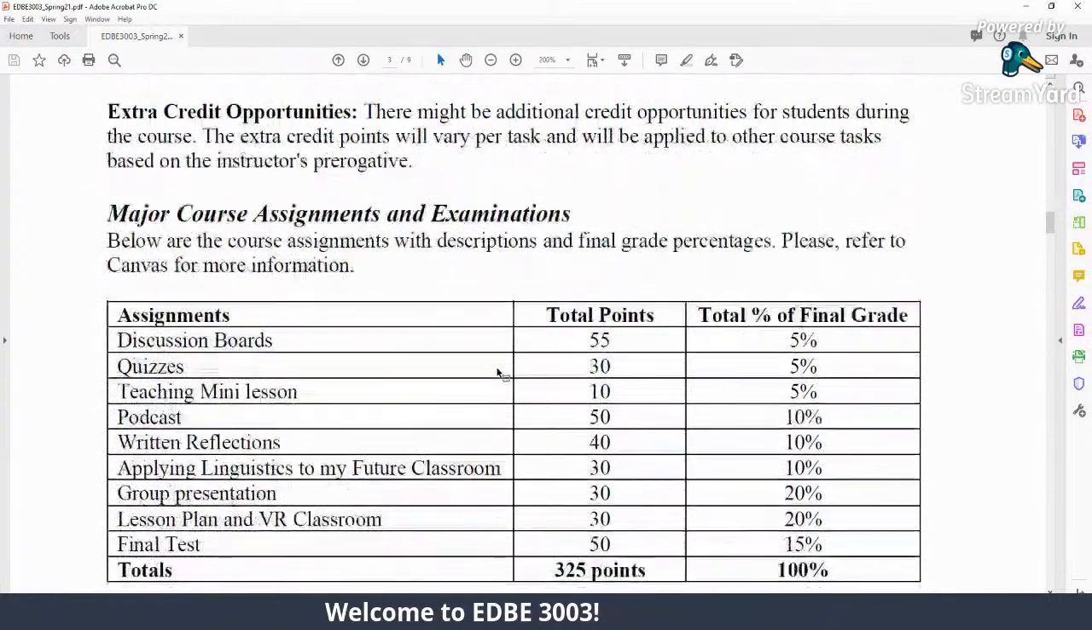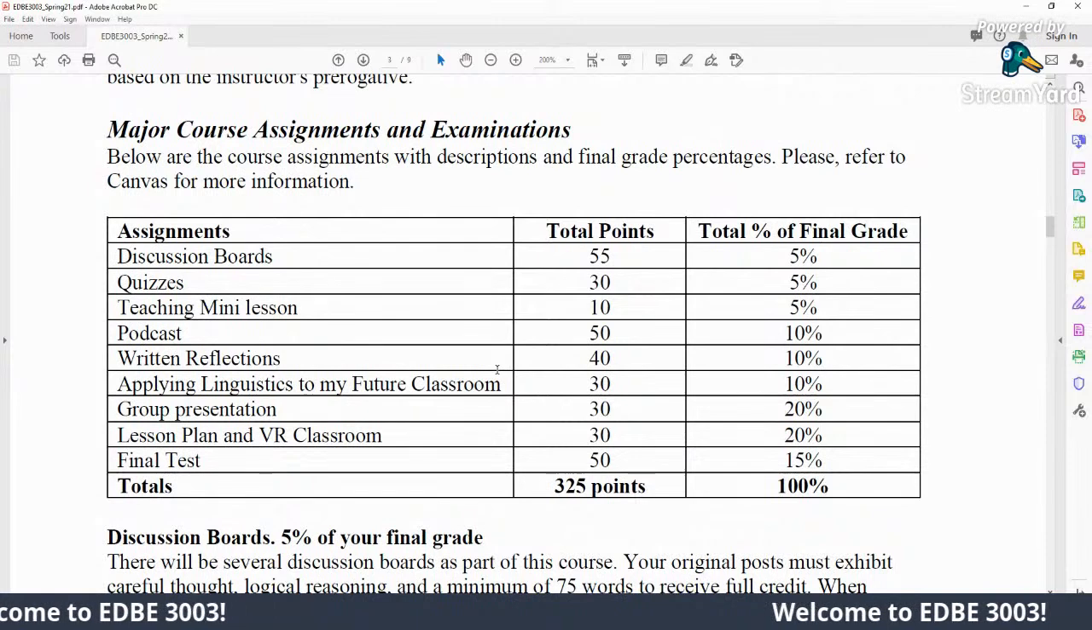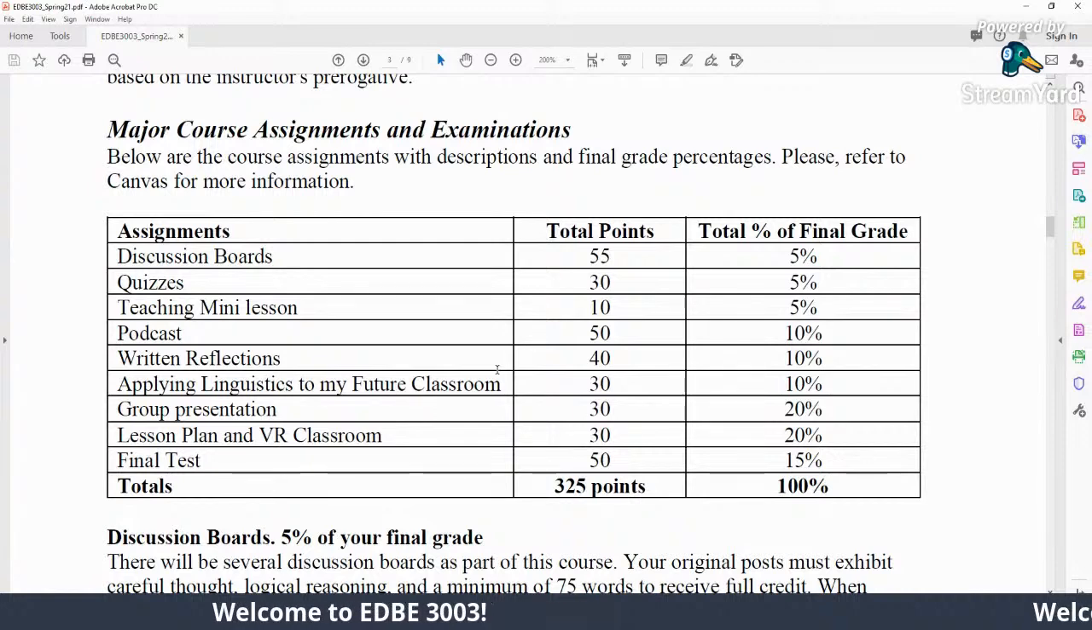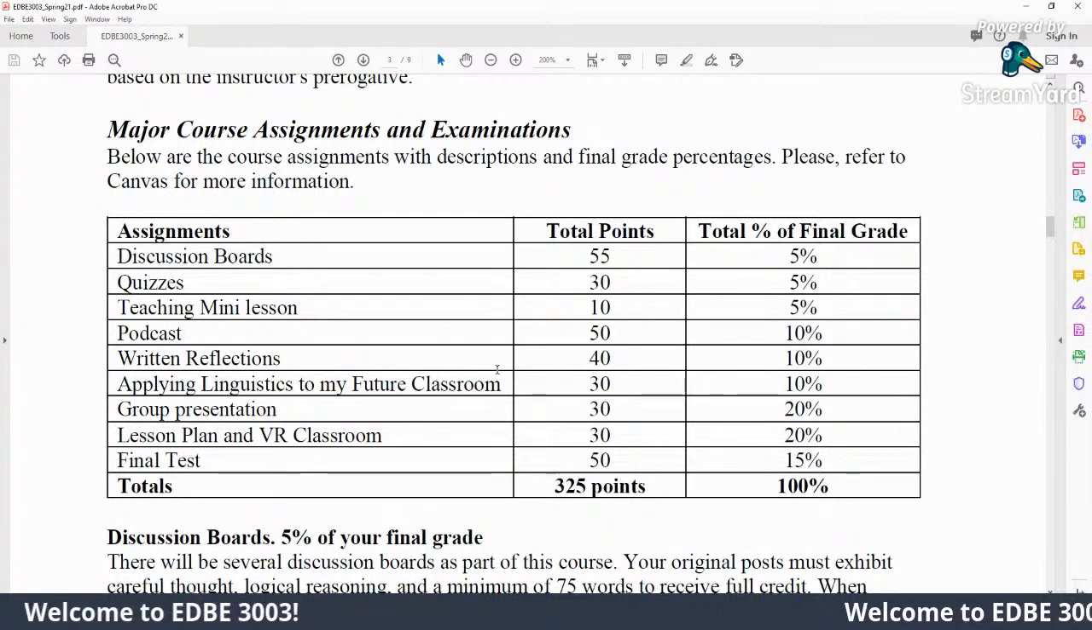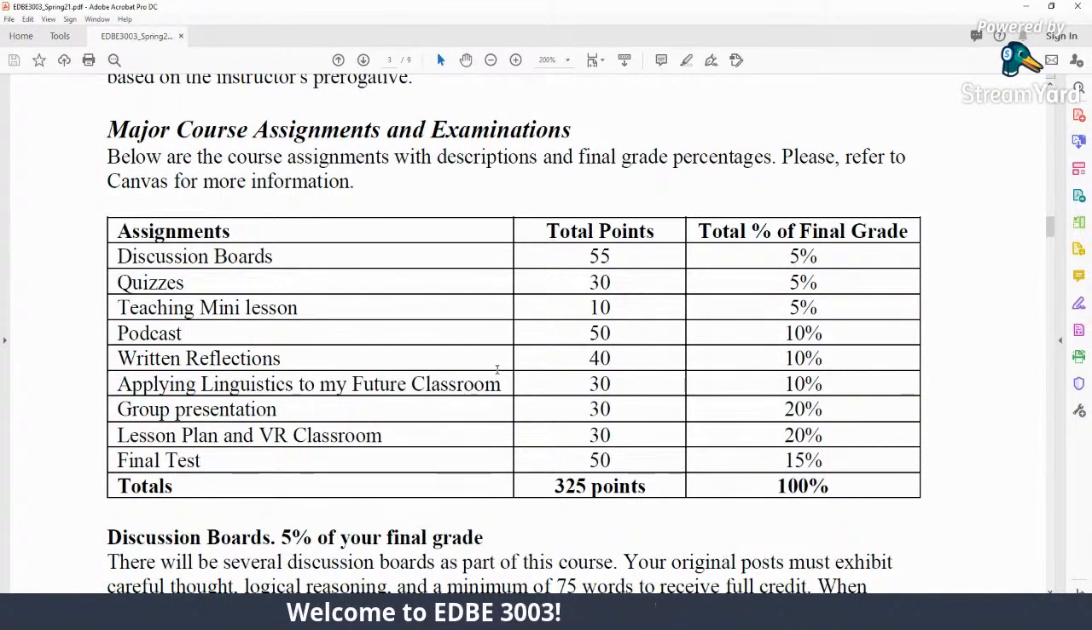Major course assignments and examinations. Below are the course assignments with descriptions and final grade percentage. Please refer to Canvas for more information. Discussion boards, a total of 55 points, 5%. Quizzes, 30 points, 5%. Teaching mini lesson, 10 points, 5%.